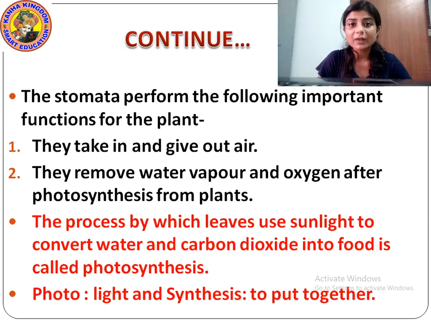And this process of conversion, where the green part of the plant, the green leaves, in the presence of chlorophyll, with the help of sunlight, water, minerals absorbed from the soil, and carbon dioxide from the air, by which they prepare their own food, is called photosynthesis. Photosynthesis is the process by which green plants make their own food in the presence of chlorophyll in the green leaves with the help of sunlight, water and carbon dioxide.